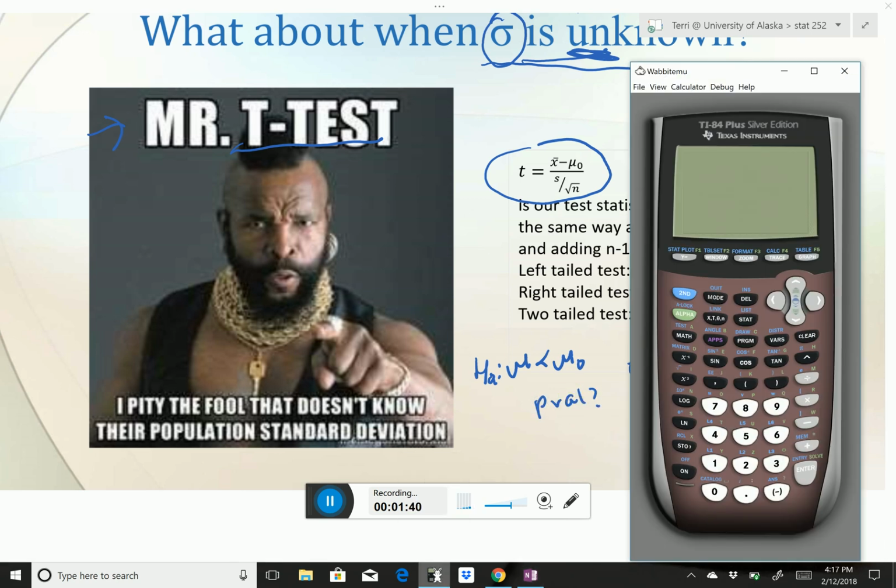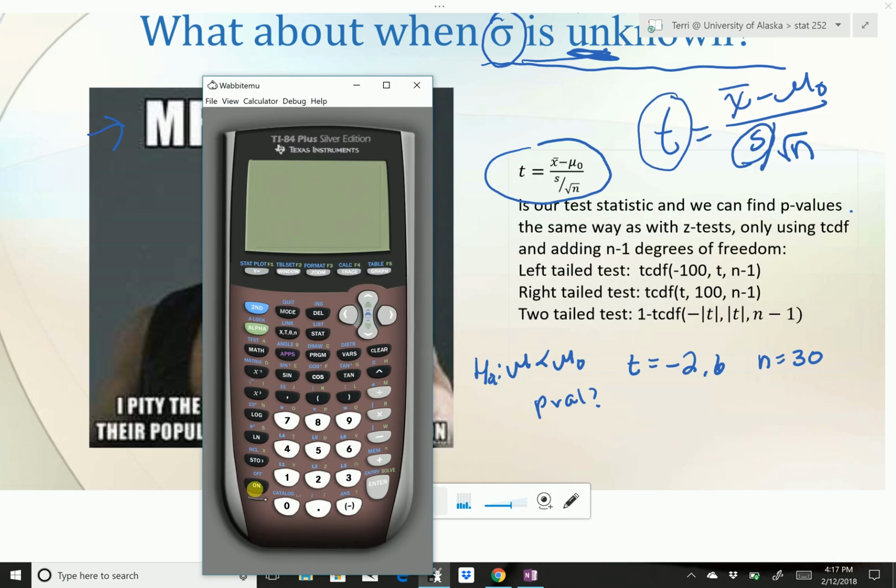So I'm going to go back to my calculator, and I'm going to go to distributions, and you'll have something called TCDF. For some of you, that's number 6. For some of you, that might be number 5. So this has lower and upper already. I don't have to put in the 100. I can just leave the lower at negative 1 times 10 to the 99. Go to my upper, which is negative 2.6. I have to put in a degrees of freedom. So I'm going to put in 29. Because notice I have to put in n minus 1.